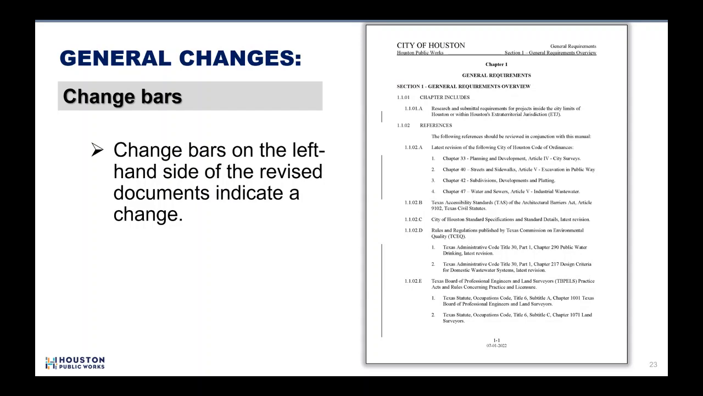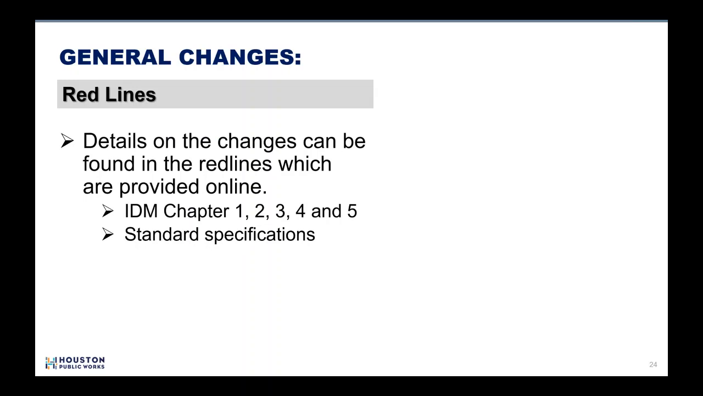This review cycle, we have incorporated change bars on our final documents. The change bars are located on the left side of the page to indicate that something has changed to the right of the bar. For more detail on the exact changes that took place, you can refer to the red lines online, which are located on the Standards Review Committee tab on the Design and Construction Standard webpage.